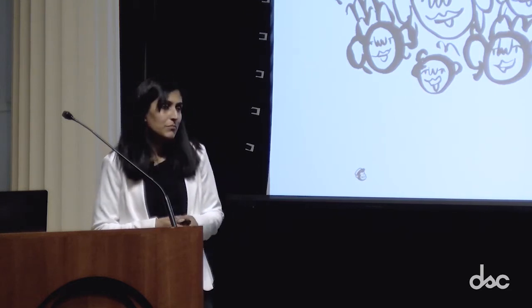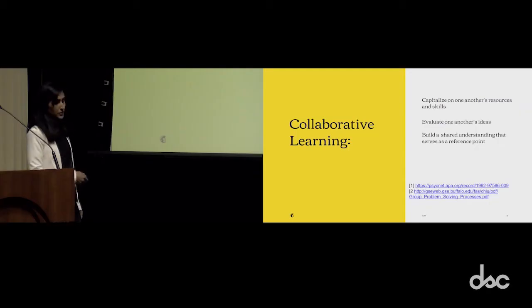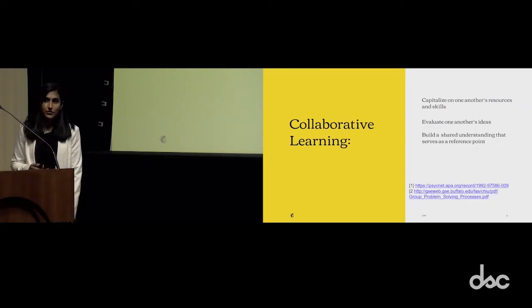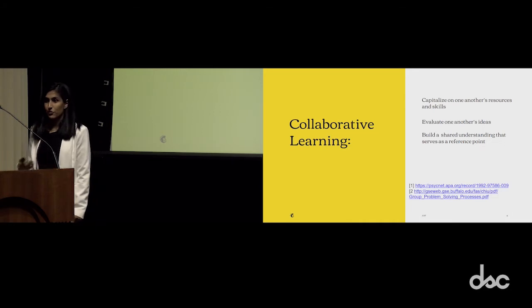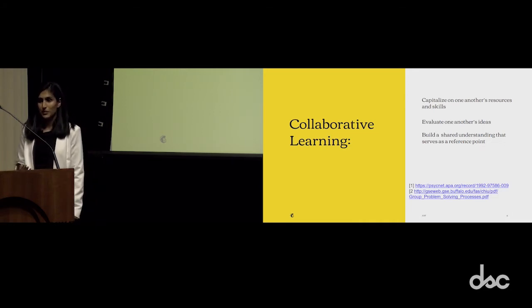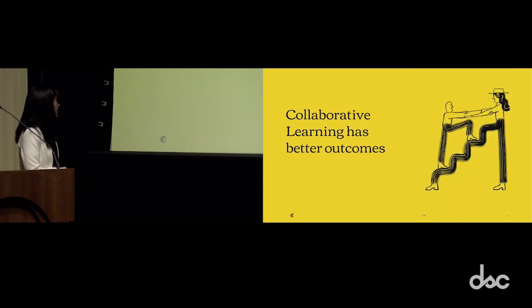So if you solve this problem successfully, if you get people from these different backgrounds actually speaking to each other on a meaningful level, that's sort of the definition of collaborative learning. Collaborative learning is essentially a term that refers to leveraging intellectual diversity successfully. The most important elements are capitalizing on one another's resources and skills, evaluating one another's ideas, and building a shared understanding that serves as a reference point. That means you've gone on a shared mental journey that you can refer to and build off of later on, right? I don't have to explain to someone what a Gaussian is every time I want to talk about a normal distribution.